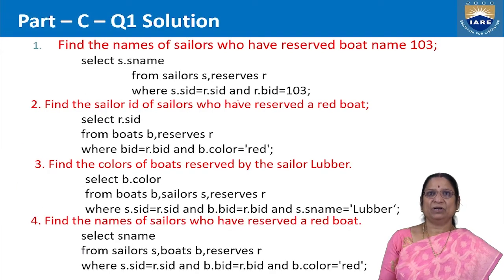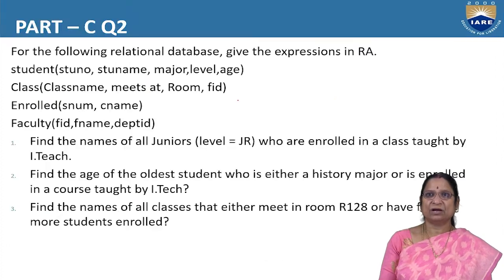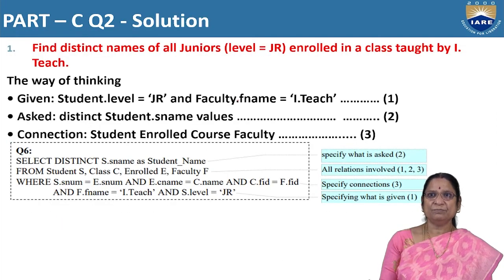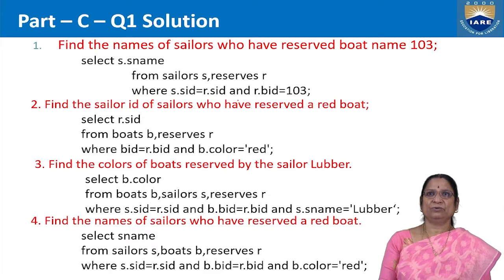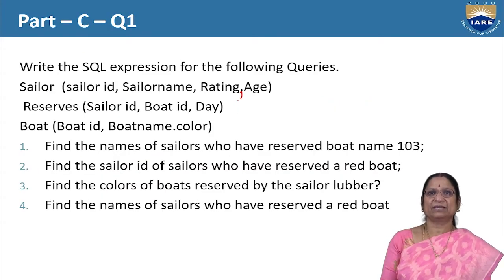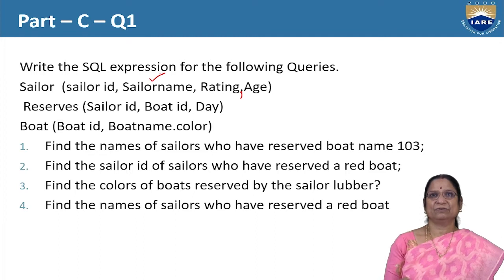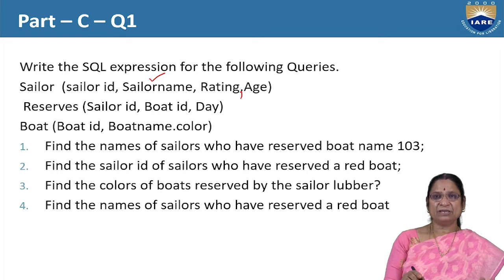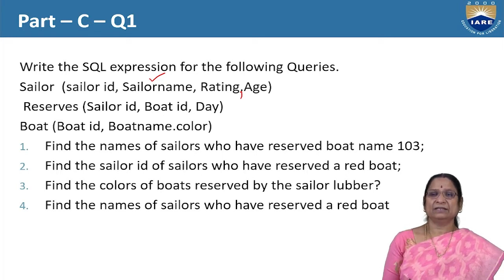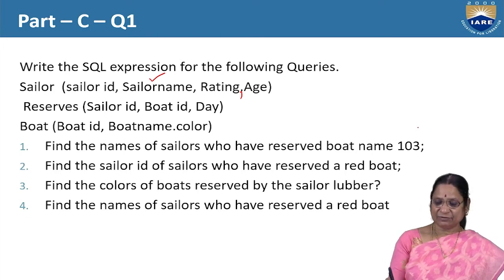For any query, if you would like to answer it, first we are supposed to identify what the inputs and what the output we need are, and from where the input will be taken. If we analyze the question, find the names of sailors. Names of the sailors are available in the sailor relation. Sailor name has to be the output. Then what are the constraints to be satisfied? Reserved a boat number 103. So boat ID is 103.